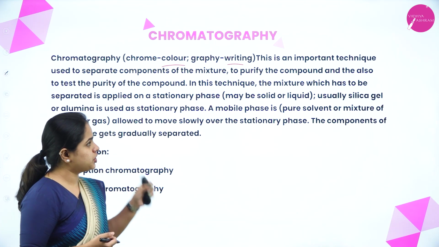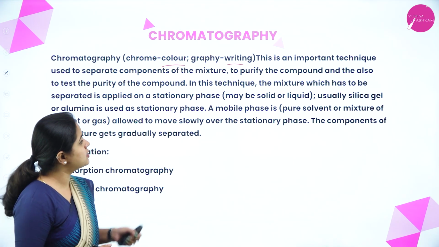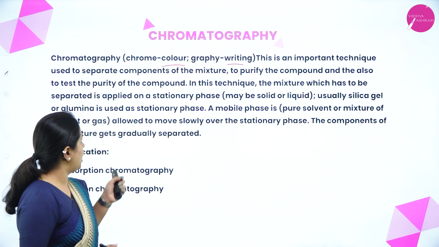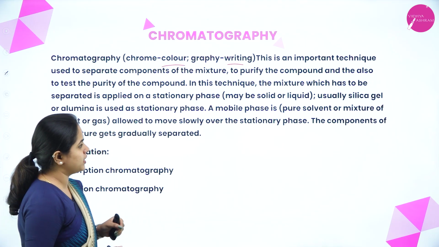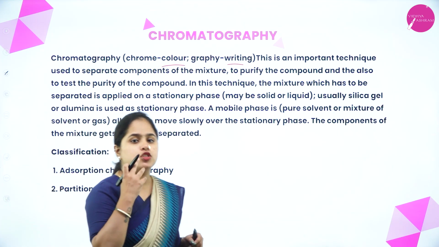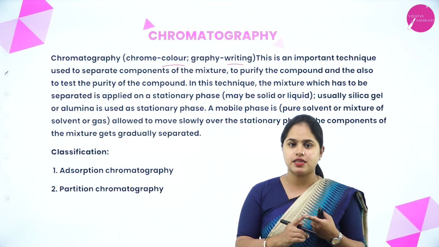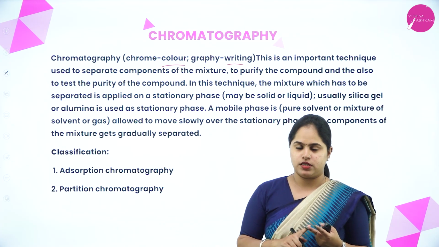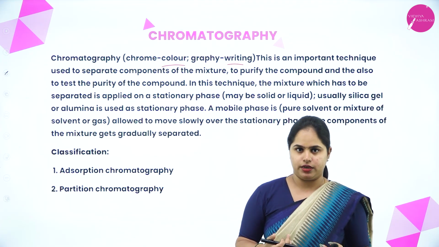In this technique, the mixture to be separated is applied on a stationary phase. Usually silica gel or alumina is used, and a mobile phase is allowed to move slowly over the stationary phase. The compounds of the mixture get gradually separated. So in chromatography, what you have to remember is there is a stationary phase as well as a mobile phase. As the name suggests, the stationary phase will remain stationary, right?